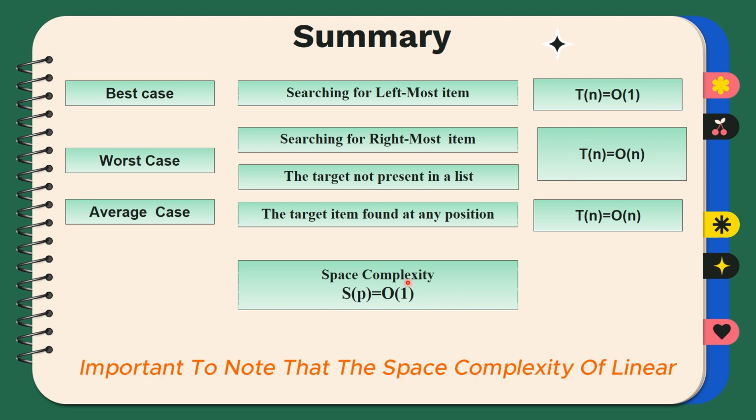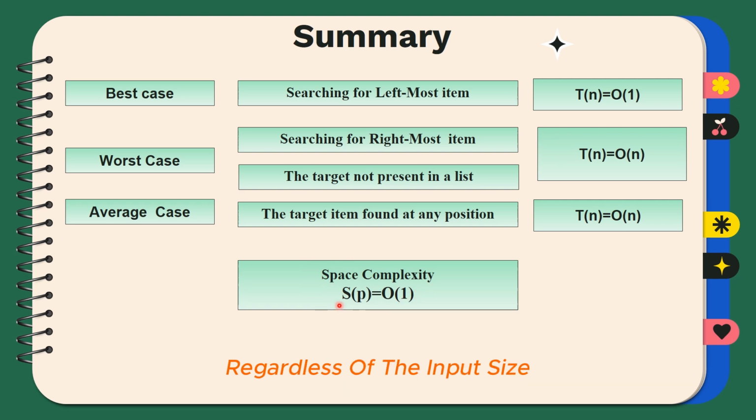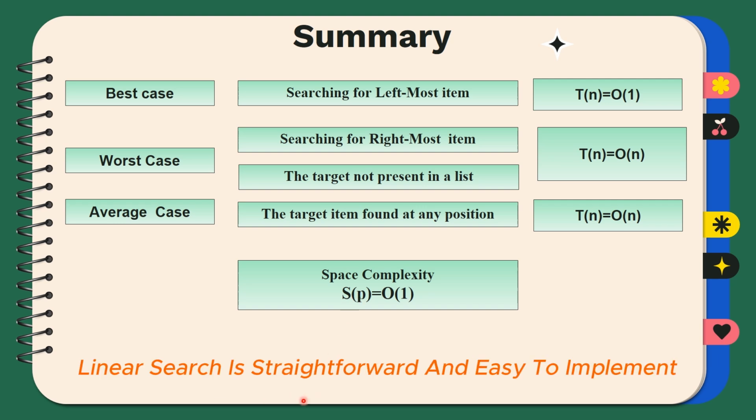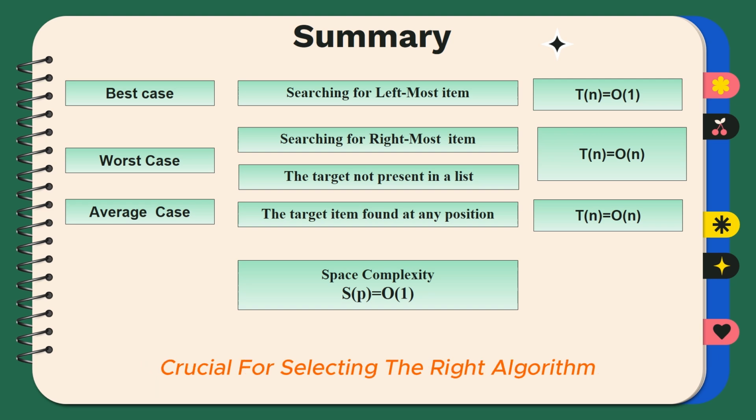Moreover, it's important to note that the space complexity of linear search is constant, as it only requires a fixed amount of additional space regardless of the input size. To summarize, while linear search is straightforward and easy to implement, understanding its performance characteristics is crucial for selecting the right algorithm for our needs.